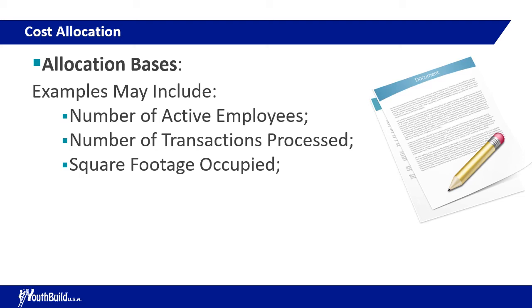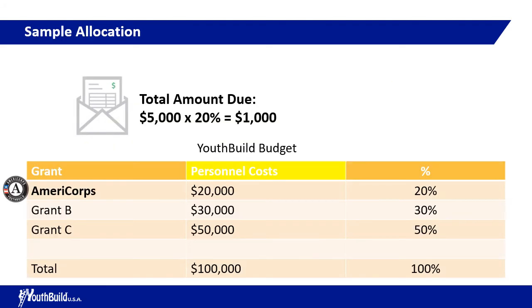When it comes to billing the AmeriCorps grant, you'll need to provide the basis of this allocation. The basis of allocation really depends on what is appropriate for the administration of your particular YouthBuild program. Some examples include number of active employees, number of transactions processed, or square footage occupied. For example, let's say you have rent in the amount of $5,000, and the basis of allocation is personnel costs across the entire YouthBuild program. In this case, AmeriCorps takes up 20% of personnel, so the amount due to AmeriCorps for this expense would be 20% or $1,000.